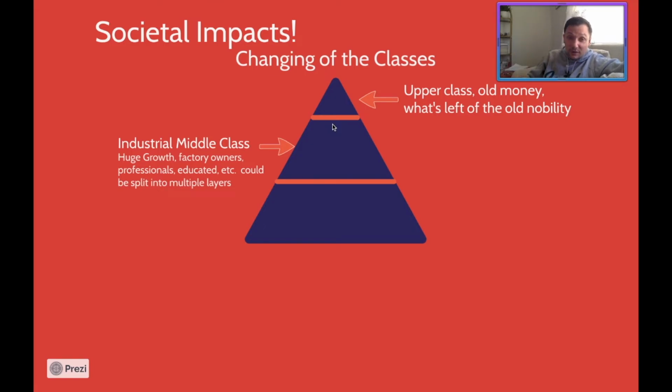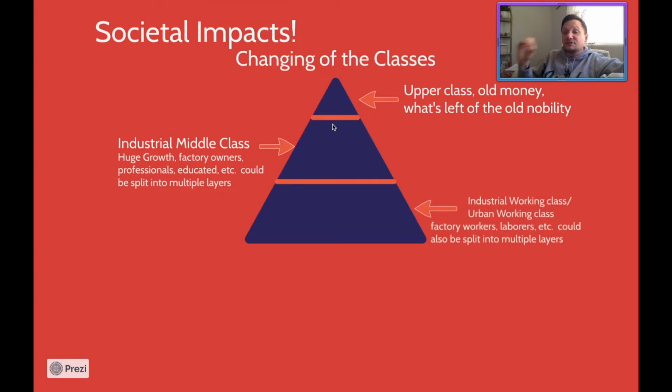So in the industrial middle class, you're going to see huge growth: factory owners, professionals, the educated. We have formerly always referred to these people as the bourgeois. The bourgeois is now becoming the industrial middle class, and the word bourgeois literally means city dweller, a person who lives in the city and has some money. B-O-U-R-G means dweller of a city. A Burg, or a Bürger for German speakers out there, means a person who lives in a city. They're professionals, they're highly educated, and they can be split into multiple layers like we talked about a little bit later on.